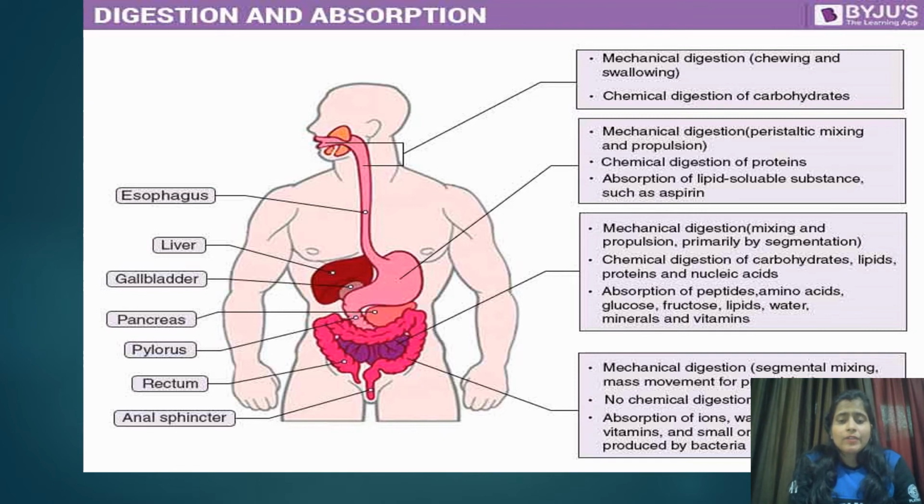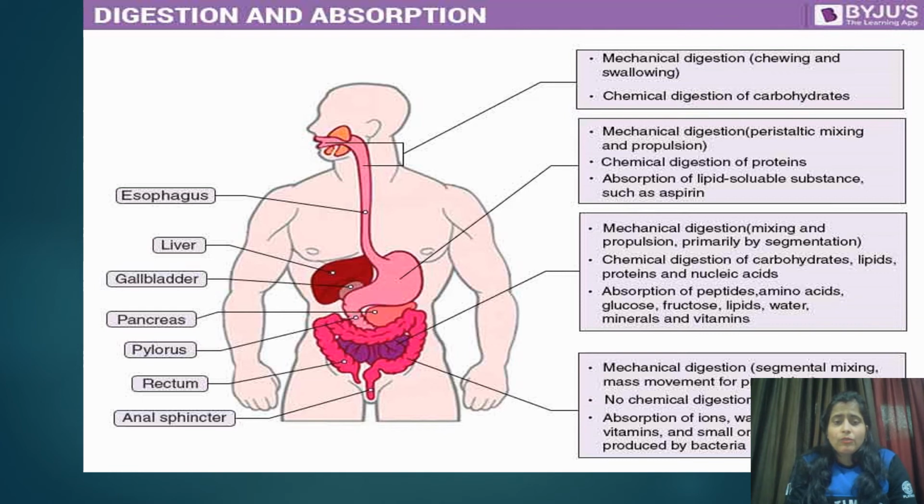Then we have the last part, that is the large intestine. Here also mechanical digestion takes place, but there is no chemical digestion; the mixing happens and no chemical digestion. Only the absorption of ions, water, minerals and so on takes place here. So this is the broad overview of digestion.